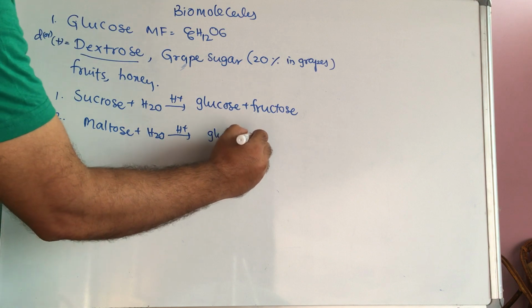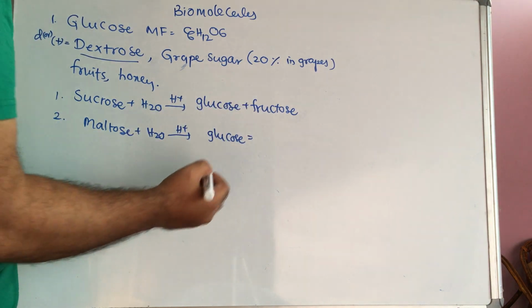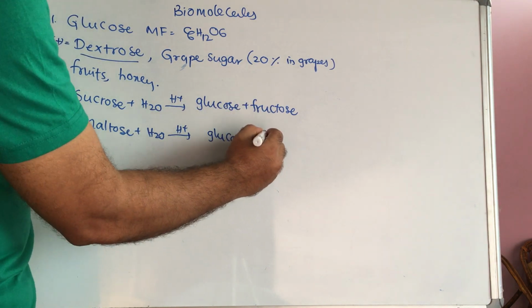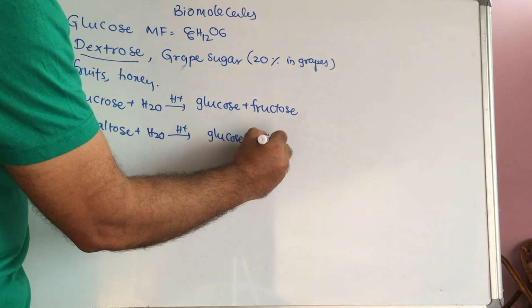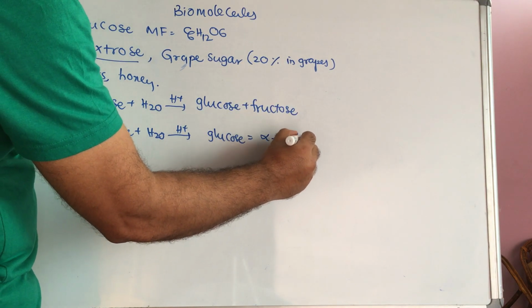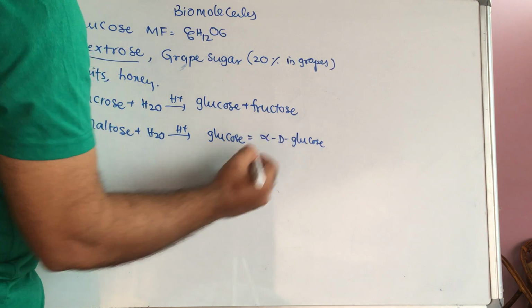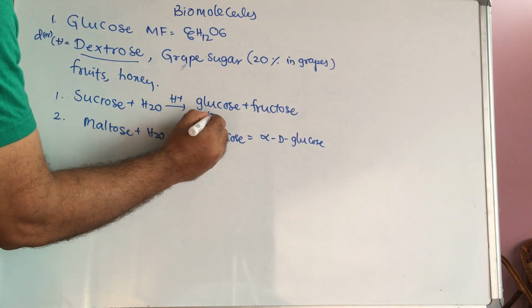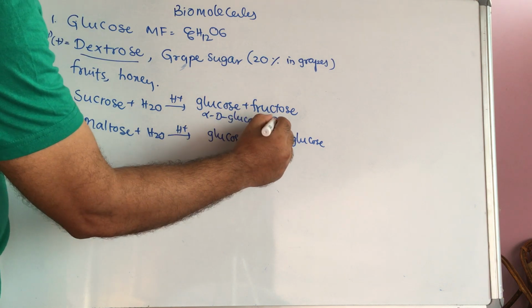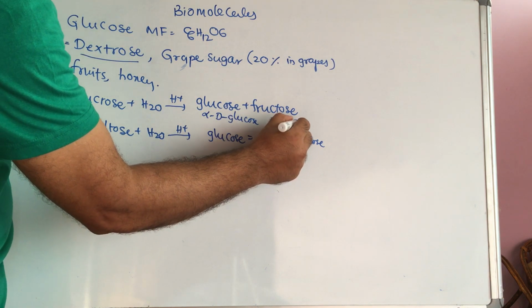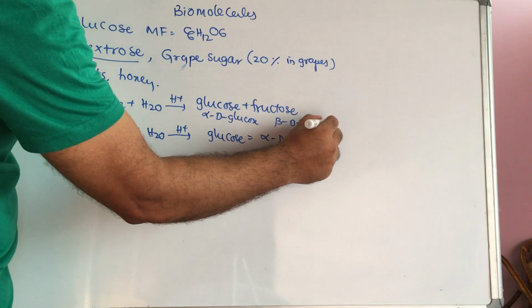But what is exact? Sometimes they may ask alpha D glucose or beta D glucose. What is alpha and beta, you will learn next. So now I am writing just alpha D glucose. Here this is alpha D glucose, and this is beta D fructose.